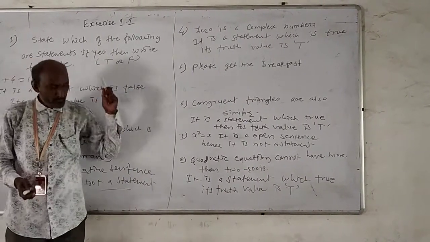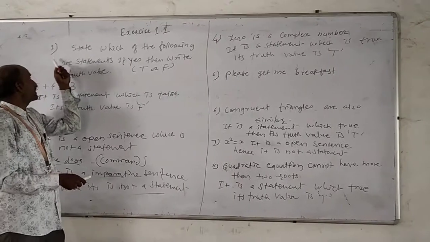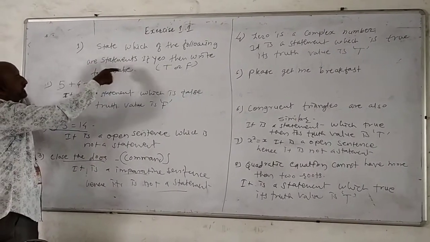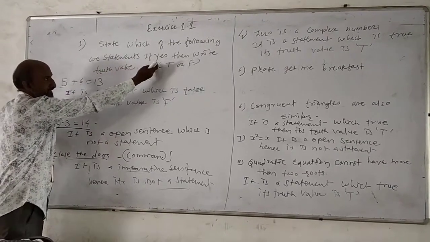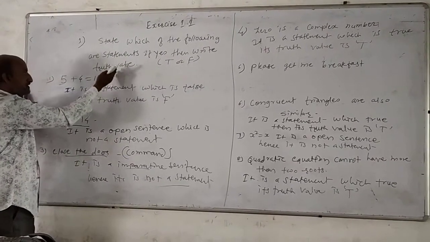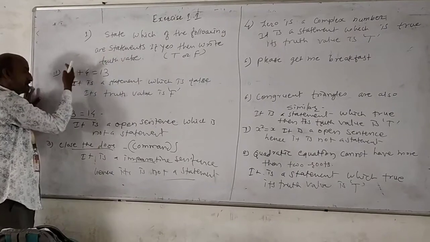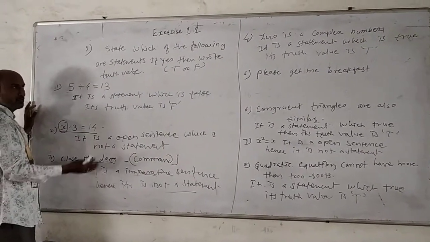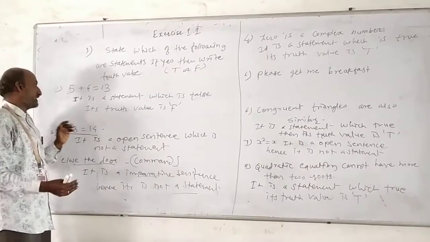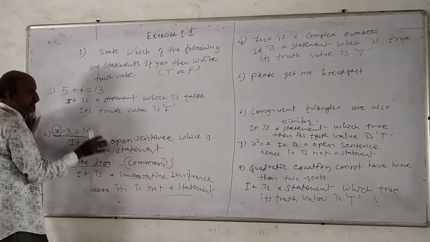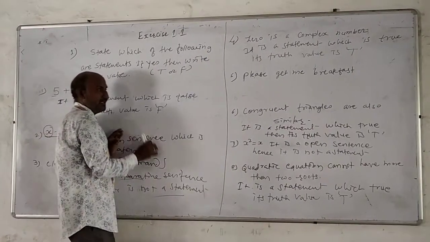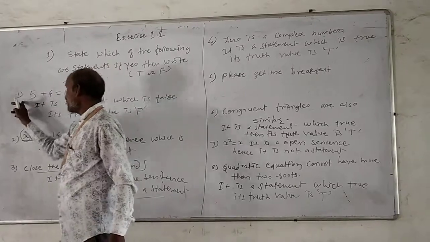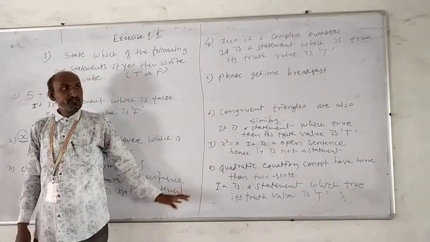See, in exercise 1.1, the first question is there. In that, state which of the following are statements. If yes, then write truth values. Using this concept, solve 8 questions. Try to understand. The questions are there in your textbook. Try to solve, and after that, take exercise 1.1 first question. Then solve the second question again.